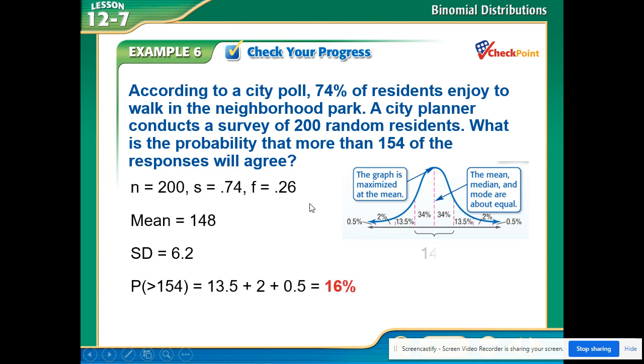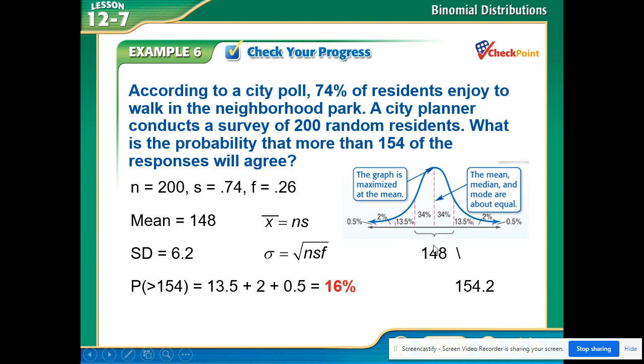Let's try another one. According to a city poll, 74% of students enjoy a walk in the neighborhood park. A city planner conducts a survey of 200 random students. What's the probability that more than 154 of them will respond with an agreement? So we're looking for that 154, which bar that is. So n is 200, success is 0.74, so failure is 0.26. So we need to find the mean, and we do that by doing our x-bar, n times s, so just 200 times 0.74, that's 148. And then our standard deviation is nsf, so multiplying all those together, take the square root, gives us 6.2.